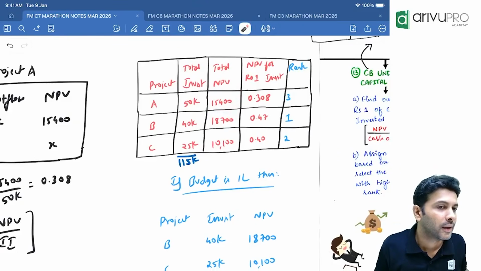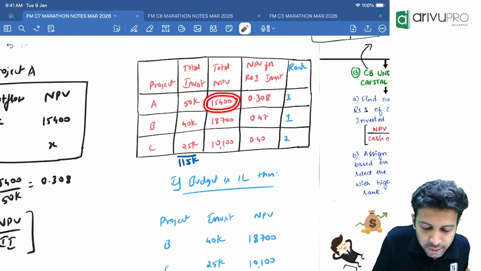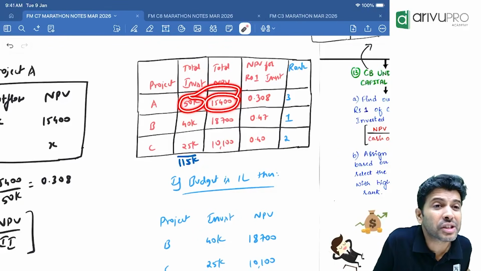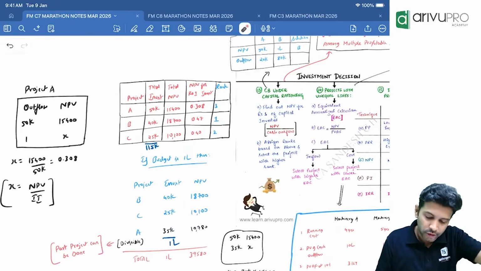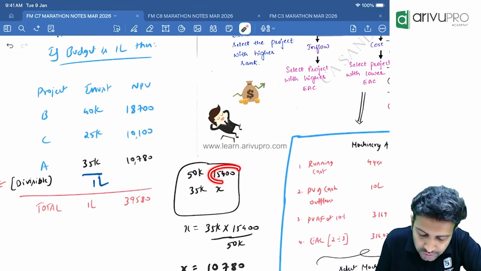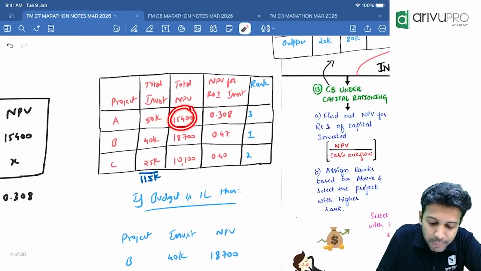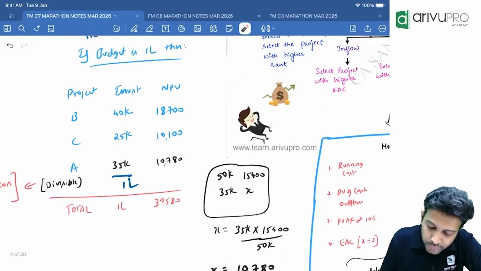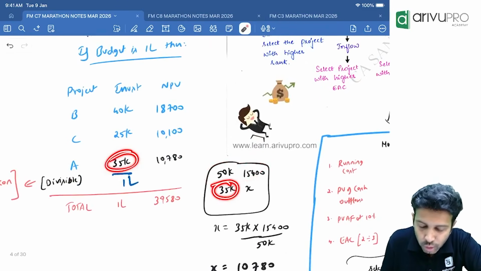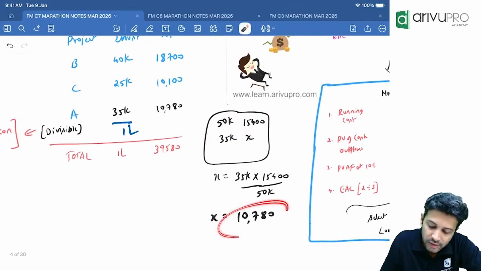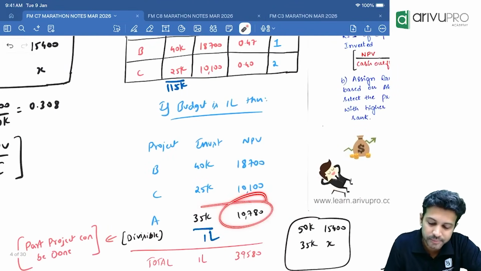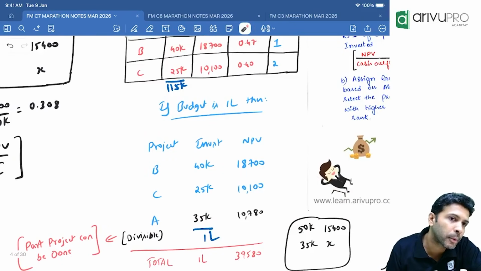Sorted out? Correct? And now for NPV, don't write 15,400. 15,400 NPV you will get provided you invest how much? 50,000. Are you investing 50 now or only 35,000? So you have to do it proportionately. If you invest only 35, how much NPV will you get? 10,700. Like that. Any problem?